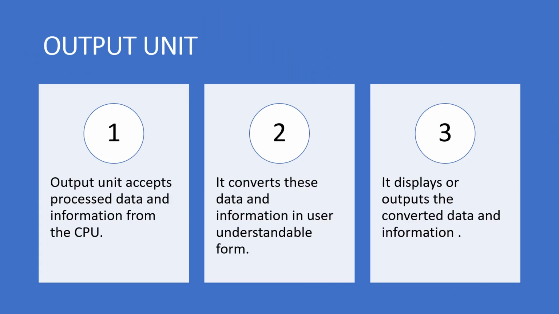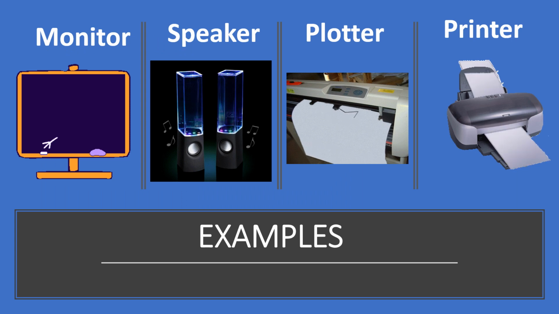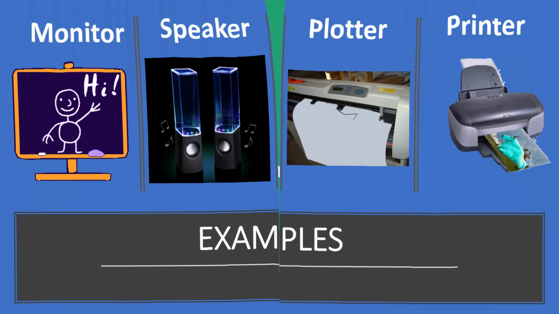Output unit. Output unit accepts processed data and information from the CPU. It converts these data and information into user understandable form. It displays or outputs the converted data and information. Examples of output unit are monitor, speaker, plotter, printer.